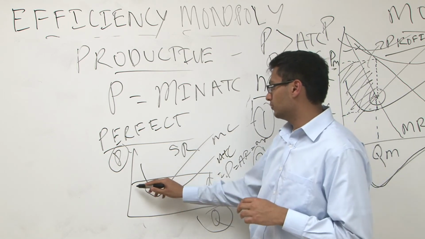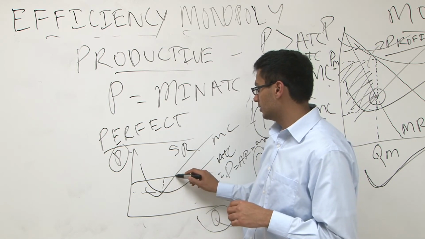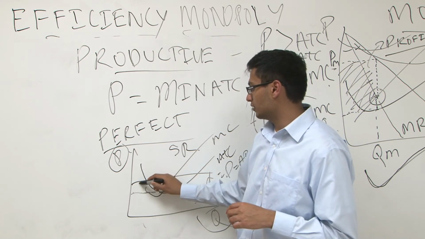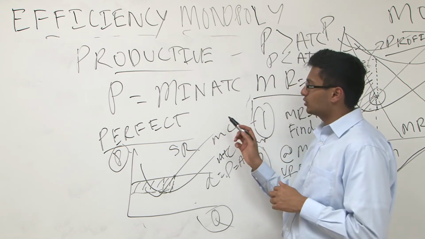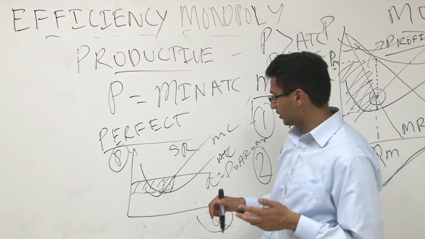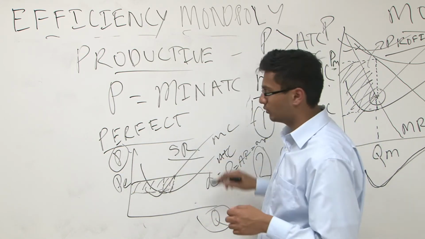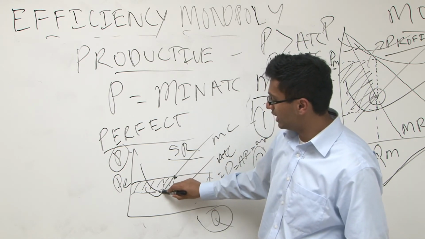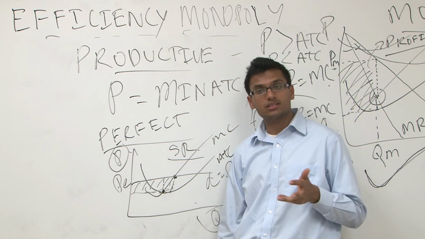And then we had a profit. So this is a profit rectangle right here. MR equals MC. So in the short run, the question was, does P equal minimum ATC? It doesn't, right? Look at this. Price is over here. This is my price for a perfectly competitive market. This is short run, by the way. Price is over here. Minimum ATC is right about here. So in the short run, in a perfectly competitive market, it doesn't.